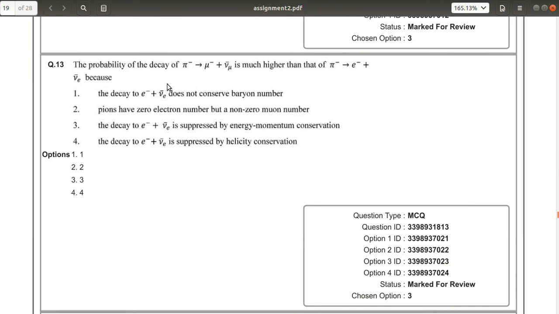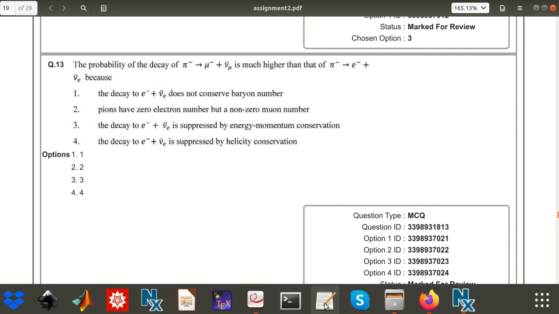Now this one, the probability of decay of pi meson, pi minus to mu minus plus anti-mu neutrino, is much higher than pi minus to e minus plus anti-neutrino corresponding to the electron. Because of conservation of baryon number, pions have zero electron number but non-zero pion number. The decay to this is suppressed by energy momentum conservation, and the decay to e minus plus nu e bar is suppressed by helicity conservation.